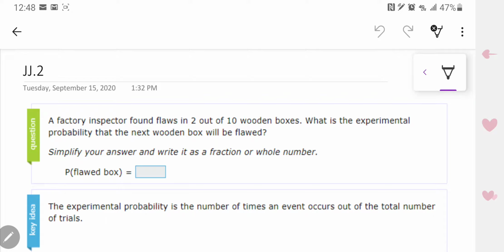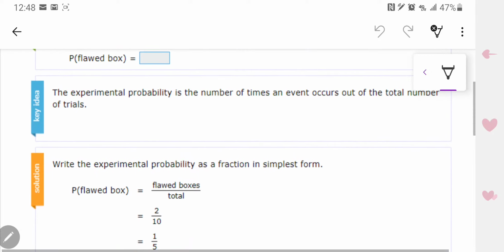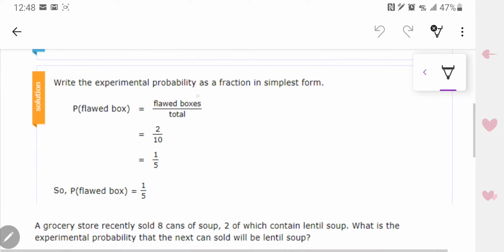Write it as a fraction and simplify it. So the probability that it's flawed, the whole point of experimental probability is whatever you've been noticing happen, it's the same chance of it happening again, more or less. Okay, so the experimental probability is the number of times that an event occurs out of the total number of trials. So how many flawed boxes were there? Well, there was 2. Out of how many? Well, they said it was out of 10.